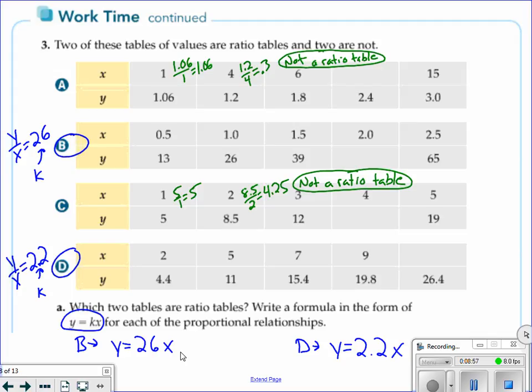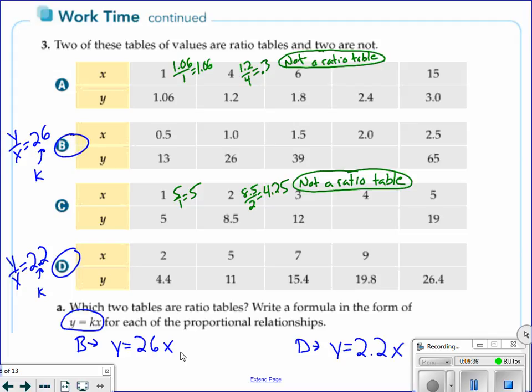Letter D again, if you notice there, it's going to be 2.2 each time. 4.4 divided by 2 is 2.2. 11 divided by 5 is 2.2. It's the same for each one. So k is constant for table D. So going down to part A there, write a formula in the form y equals kx. So again, we're just substituting that constant in for k in the formula. So for letter B, it would be y equals 26x. And for table D, we would get y equals 2.2x.